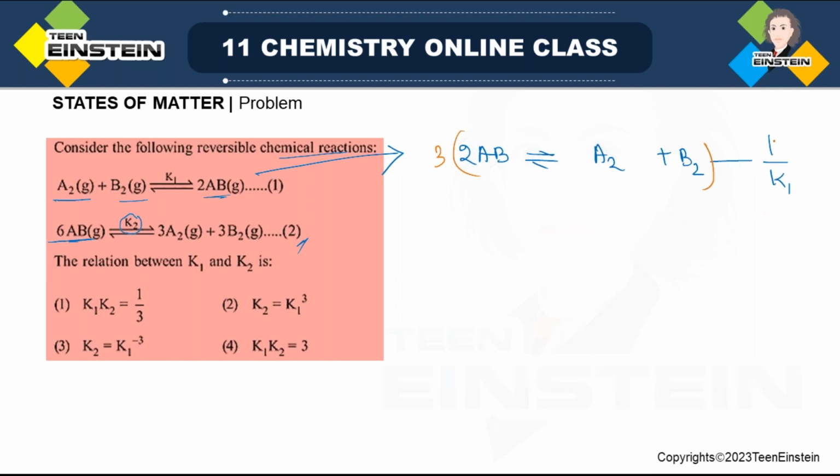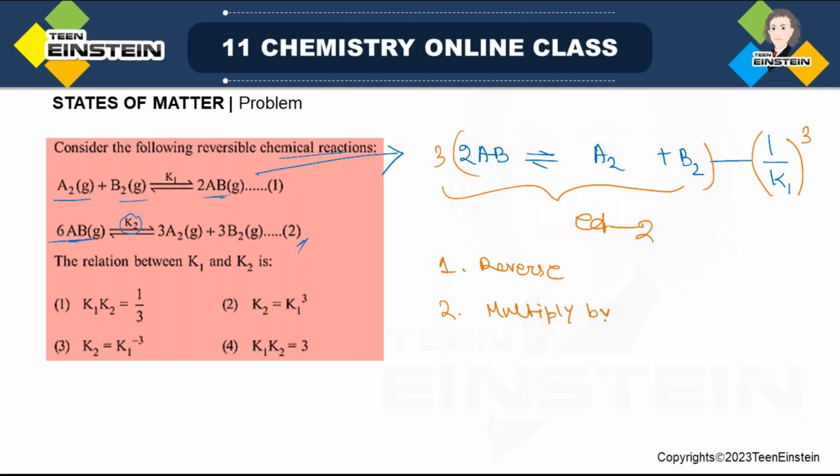So when you are multiplying by 3, here also the power will now be changed to 1 by K1 to the power 3, right? So now this equation is basically equation 2, which we have obtained from equation 1. How? By following 2 steps. The first step is you have reversed it. First step, just reverse it. The second step is multiply by 3. So we have followed these 2. In this way, you can get equation 2 from equation 1.